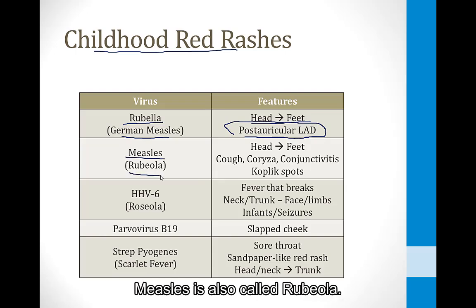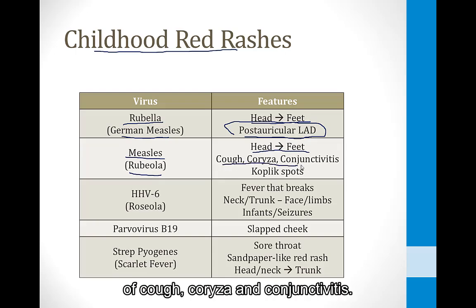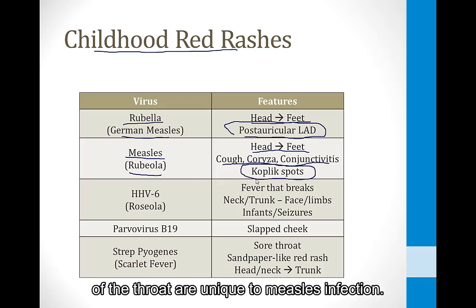Measles is also called rubeola. It causes a maculopapular rash from the head to the feet, just like rubella. What's unique about measles is that it will have the 3 C's of cough, coryza, and conjunctivitis, and also the Koplik spots in the back of the throat are unique to measles infection.